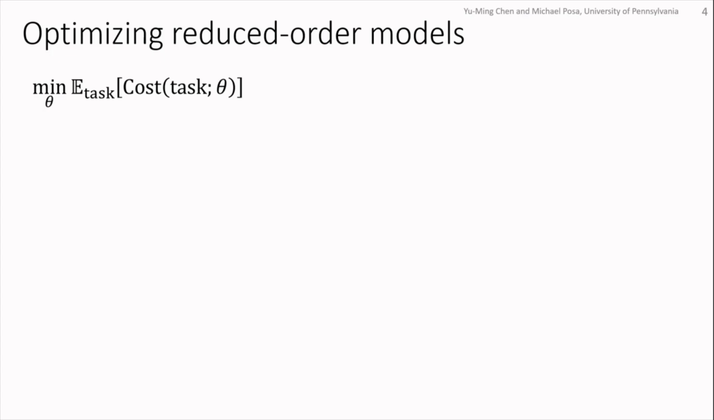So now the problem becomes finding the optimal parameters that minimize the cost of the robot. Since we are optimizing the expected value, we naturally pick the stochastic gradient descent algorithm to solve this problem. Here I briefly outline the algorithm.